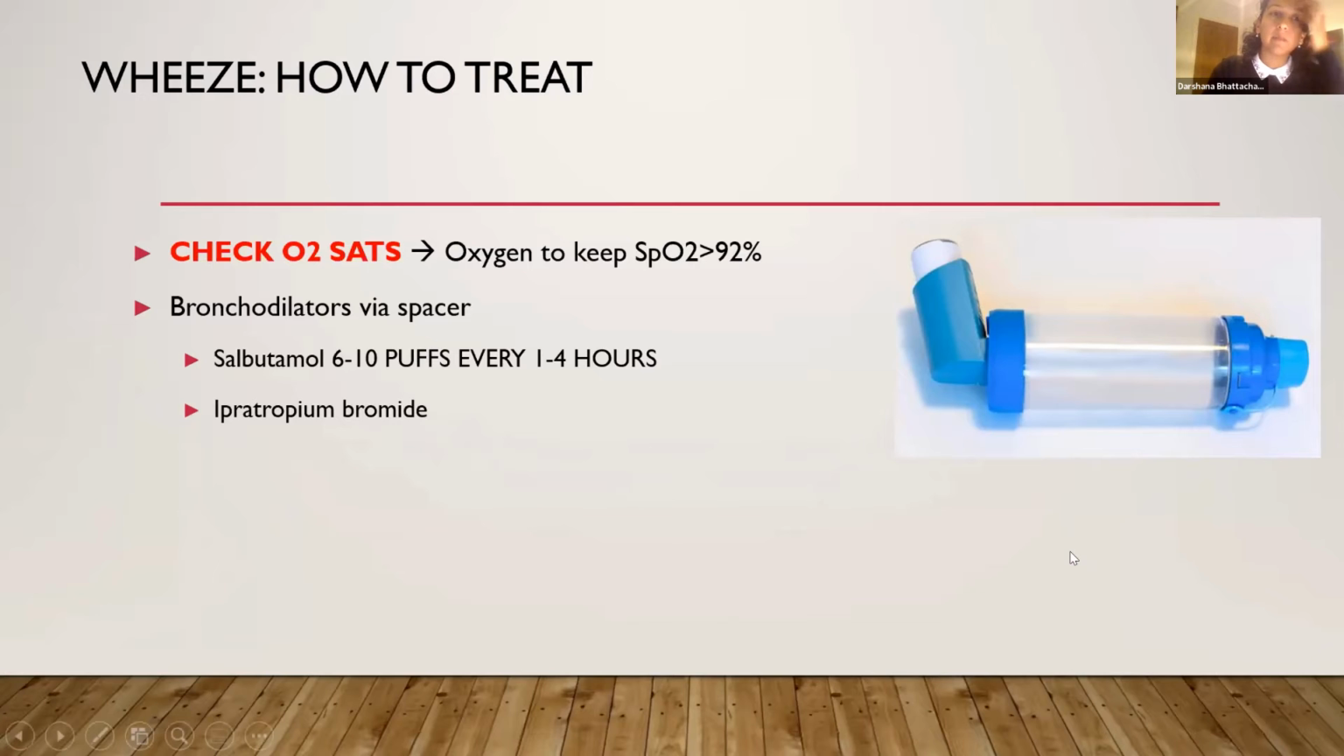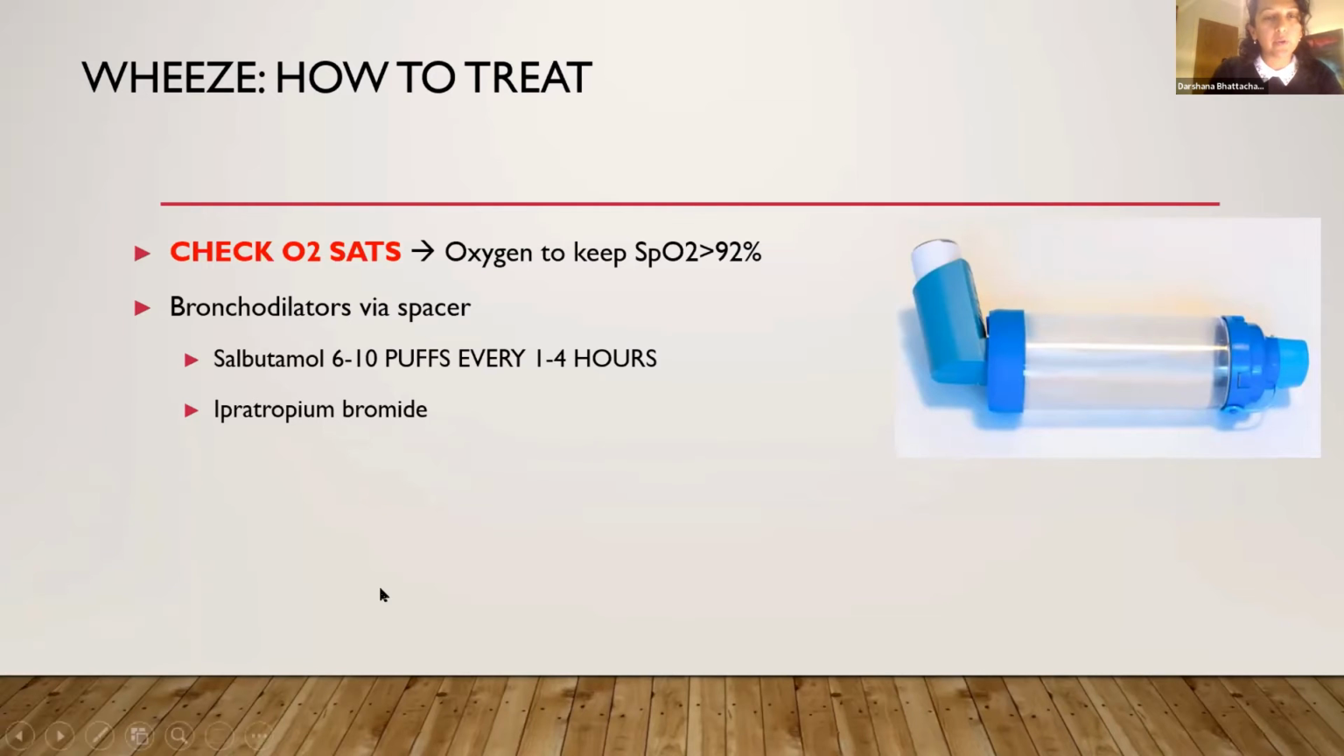If you're accustomed to using salbutamol in your practice, then you'll know that children can safely be given between 6 and 10 puffs of salbutamol every 1 to 4 hours. Some children who are known to be wheezers may well have this at home, so their parents may have started giving it to them. And if the child is needing more than 10 puffs every hour, they certainly do need to be seen in hospital.